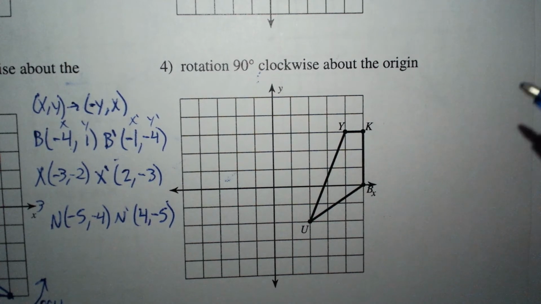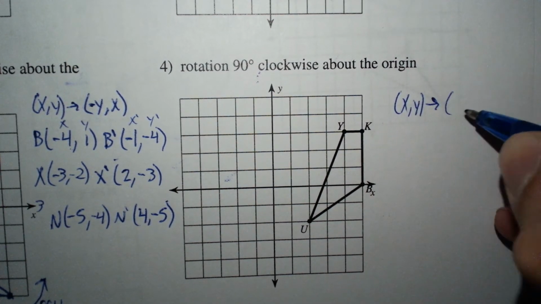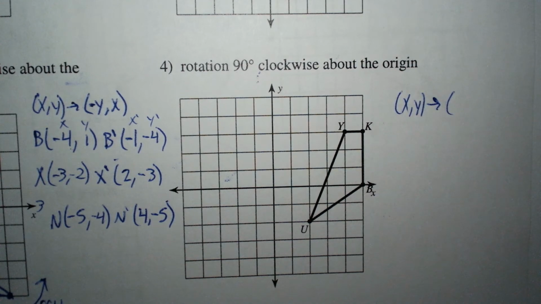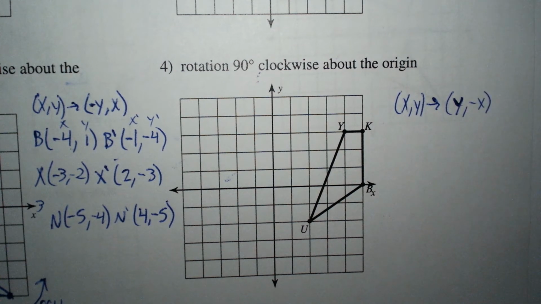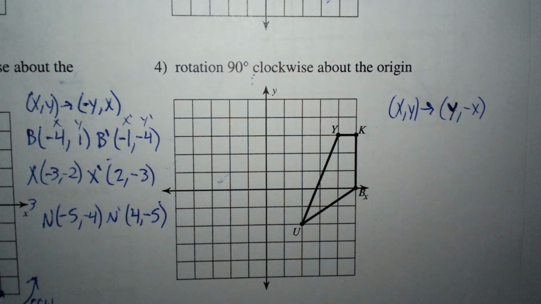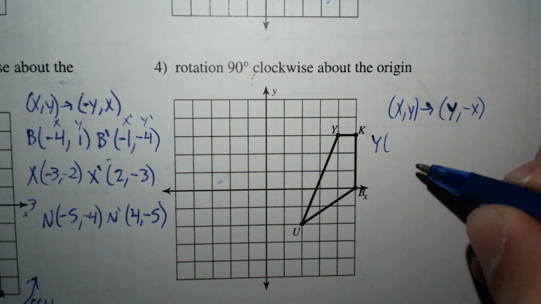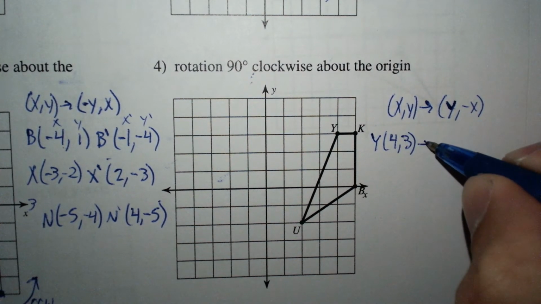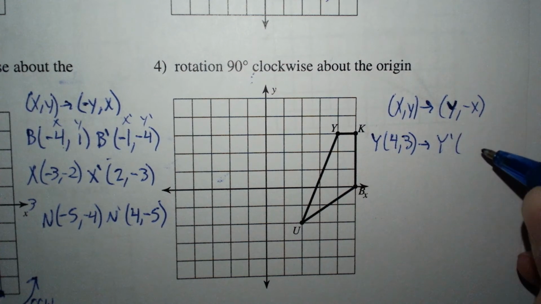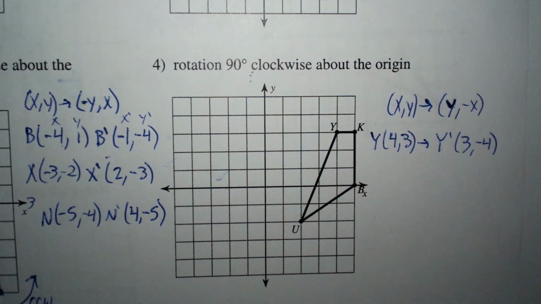90 degrees clockwise, our rule, x, y, goes to y, negative x. So we take any of these points to start with. We'll start at the top here, y is 4, 3. Y prime is 3, negative 4.